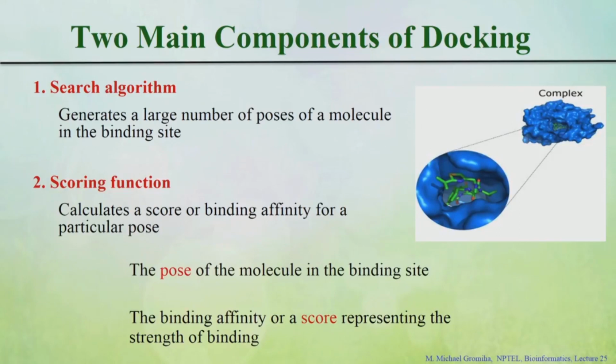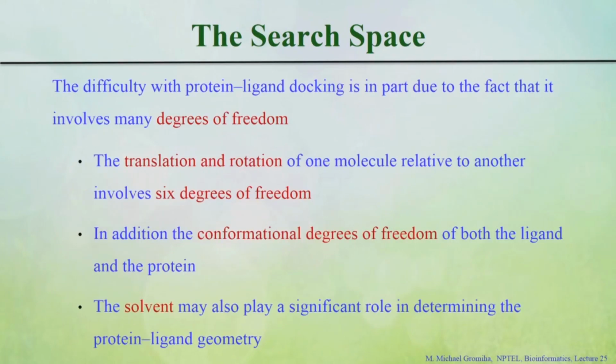If you look into the search algorithm, there is a large search space. If you take protein-ligand docking, it involves many degrees of freedom. What are the various degrees of freedom when a protein interacts with the ligand? You can see the translation. How many degrees of freedom for the translation? 3 degrees of freedom, because you can see x, y and z. Likewise, you can see 3 rotations, so in total we have 6 degrees of freedom.